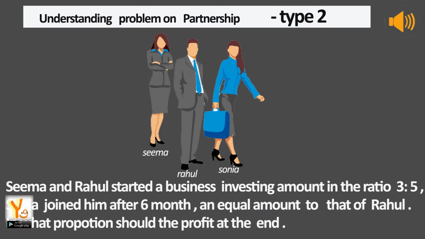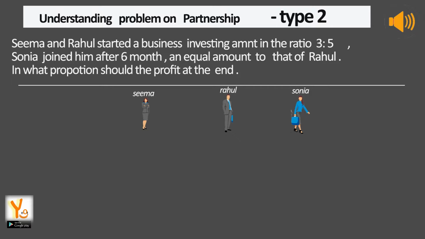Type 2. Seema and Rahul started a business investing amounts in the ratio 3:5. Sonia joined them after 6 months with an amount equal to that of Rahul. In what proportion should the profit be divided at the end? In this problem, there are 3 partners, Seema, Rahul, and Sonia. As given, Seema and Rahul invested in the ratio 3:5, and Sonia invested the same amount as Rahul, so the final ratio of investment would be 3:5:5.